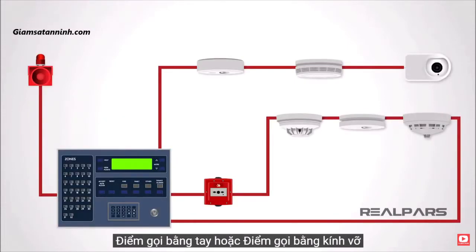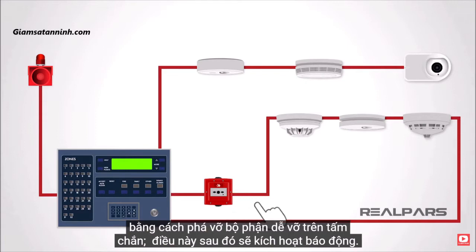A manual call point or break glass call point is a device which enables personnel to raise the alarm by breaking the frangible element on the fascia. This then triggers the alarm.